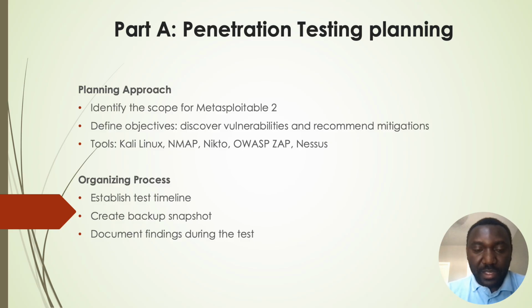So as the first part, we have the pen test planning. Our planning approach is to identify the scope for Metasploit, define the objective by discovering vulnerabilities, and recommend mitigation using tools such as Kali Linux, Nmap, Nikto, OWASP, and Nessus. As the organizing process, we are going to establish a test timeline, create backups and snapshots, and document findings during the test.